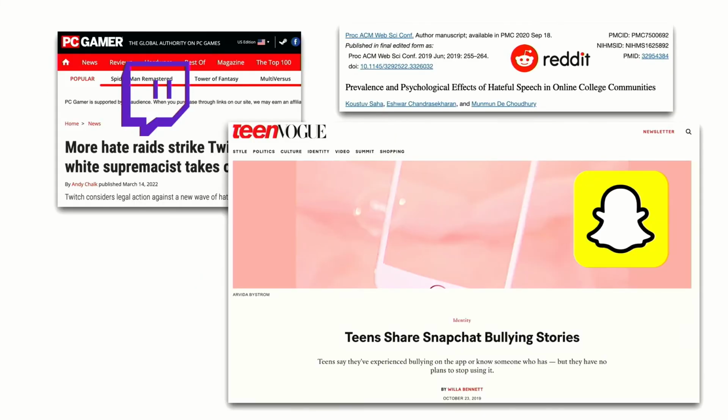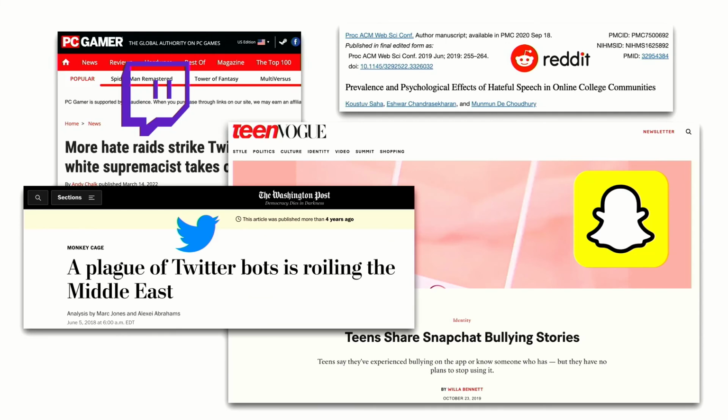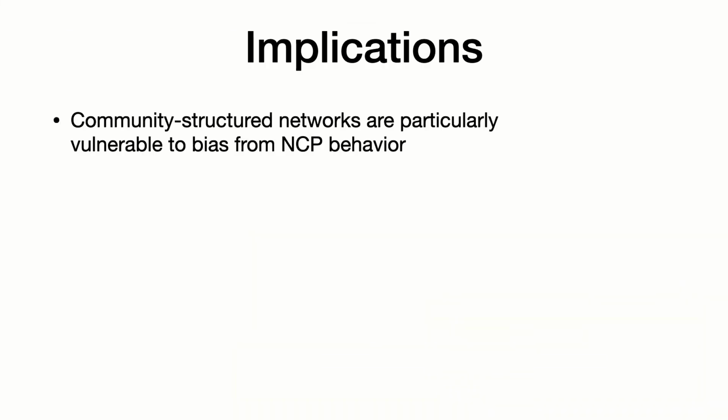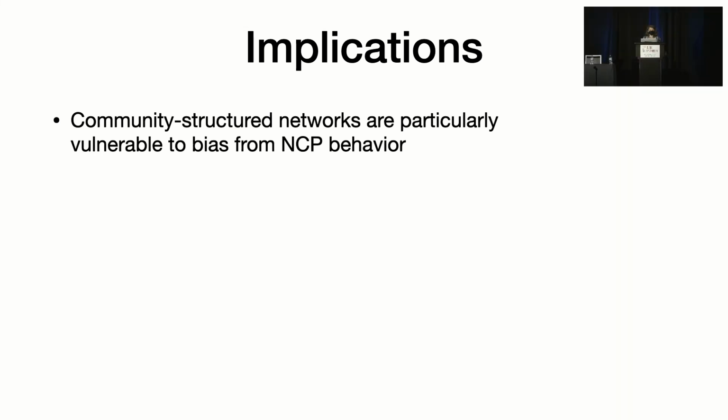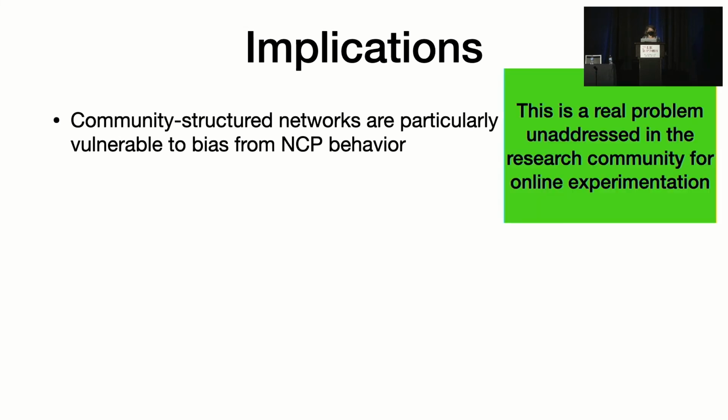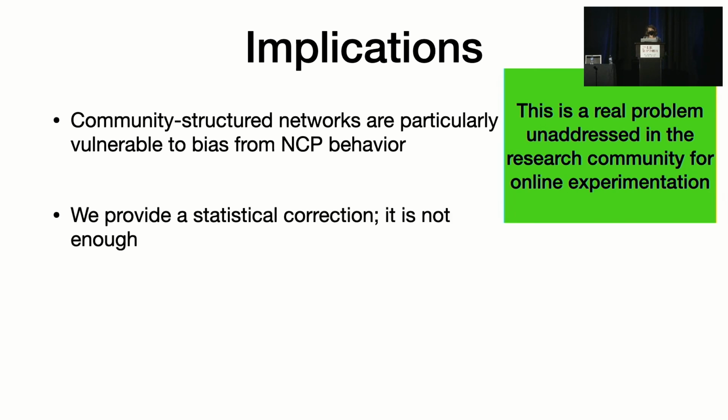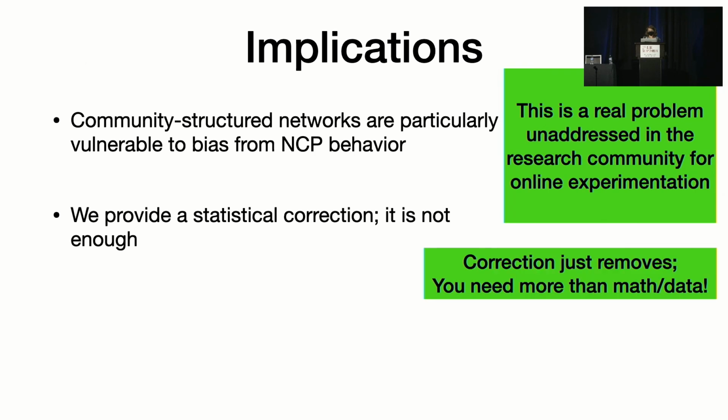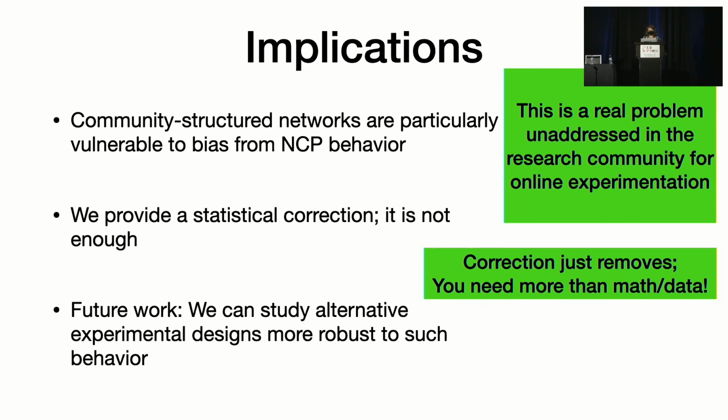We've talked a lot about Facebook, but this happens on all kinds of social platforms. And so the implications here, because community structured networks are particularly vulnerable to bias from NCP behavior, this is what we've shown in our experimental results. And this is a real problem unaddressed in the research community for online experimentation. We provide a statistical correction, however, this correction is not enough. The correction simply removes the outcomes for NCPs and participants that are exposed to NCP behavior. And you need more than math.